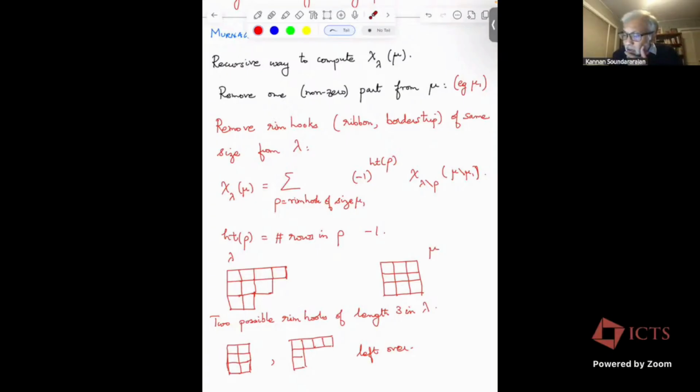And this tells you that there are certain things that will guarantee that the character value is 0. So for instance, suppose you had a partition where for one of the parts of mu, there is no hook of the same length as the size of that part. Then you're not going to be able to use this procedure. There will be a part of mu of a certain size, but you won't be able to remove a corresponding rim hook of that same size from lambda.